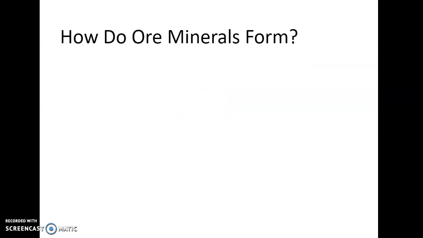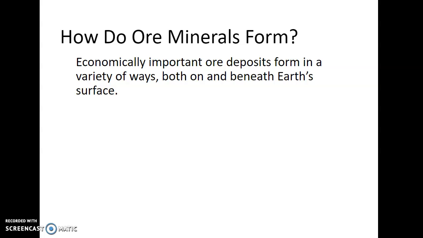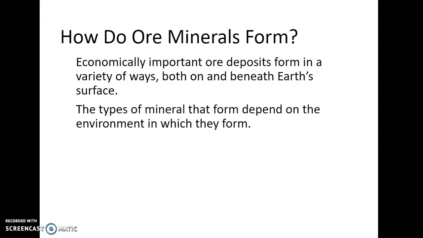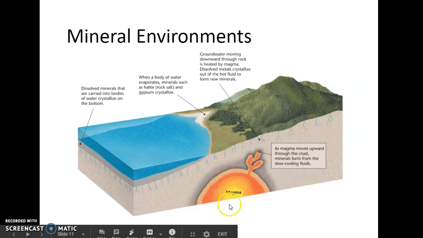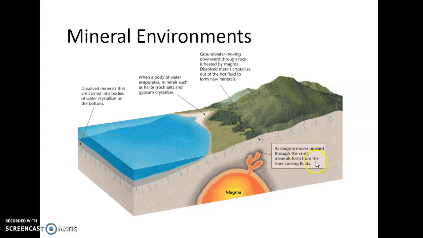And how do ore minerals form? Economically important ore deposits form in a variety of ways, both on and beneath Earth's surface. The types of minerals that form depend on the environment in which they form. So this is an example. It shows the magma down here. As magma moves upward through the crust, minerals form from the slowly cooling fluids. So it's moving upward, and minerals are forming.